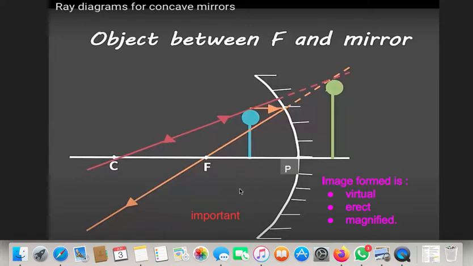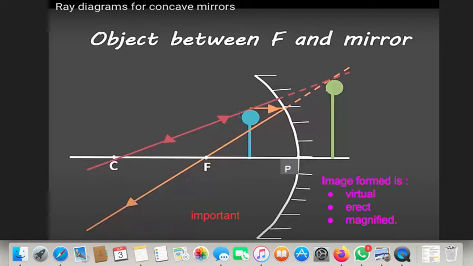Okay, now what happens when the object is between P and F, between pole and focus? See, students, the ray diagram, this is the image formed. Is it on the same side, in front of the mirror? No, it is behind the mirror. So such an image which is formed behind the mirror is called a virtual image. So this point is very, very important. The next is, what about the object and the image? Is the image formed erect or upside down? It is erect. It is no more inverted. So it is an erect image, virtual because it is formed behind the mirror.